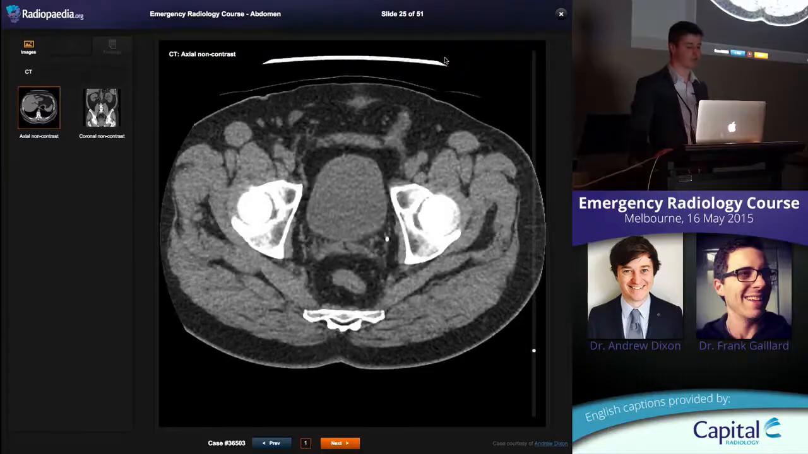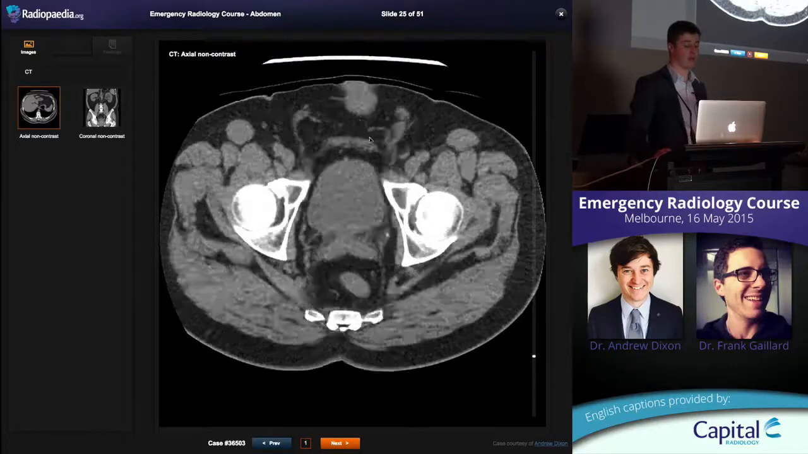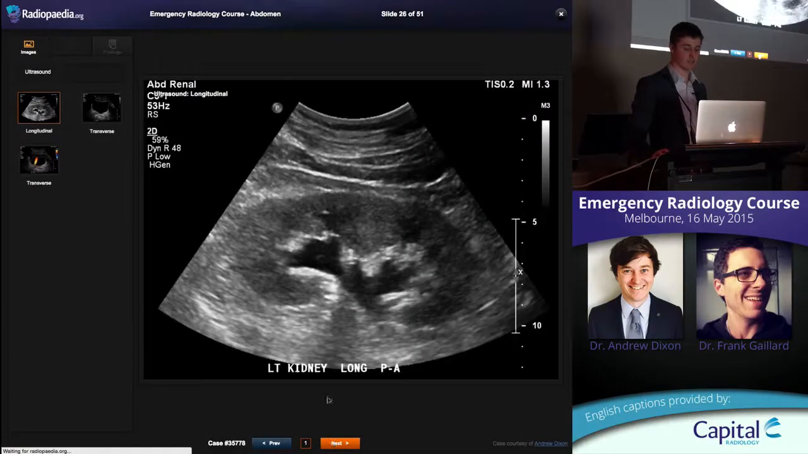We scan all our patients prone for renal colic here at the Alfred, and that is because, I'll show you the next case. I'll come back to that in a moment.